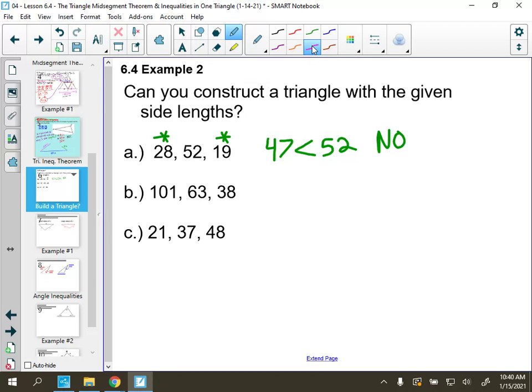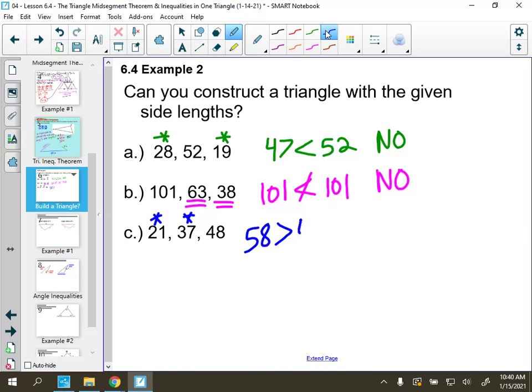So here we go. Let's look at the second one. Where are my two short side lengths here? When we add 63 plus 38, I actually get exactly 101. So the question would be, is 101 greater than 101? And the answer would be no, it's not greater than. It's actually equal to, but that doesn't cut it. We'd have a situation where I'd have the 101 and all this stuff laying on top of each other. So this is another one that we'd have to say no. When we get to the third one here, when I add up my short sides, we get 58. And 58 is absolutely greater than 48.